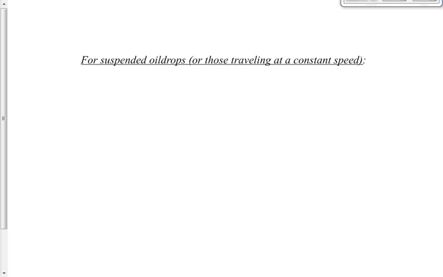For suspended oil drops, or those that are traveling at a constant speed, we're going to say that the upward electric force is equal to the downward force of gravity. Now, don't get that mixed up with the velocity selection chamber where Fe was equal to Fm. Don't memorize that. Look at the velocity selection chamber and think, okay, we've got parallel plates, we've got a magnetic field, Fe equals Fm. There's no Fm here because there's no magnetic field.